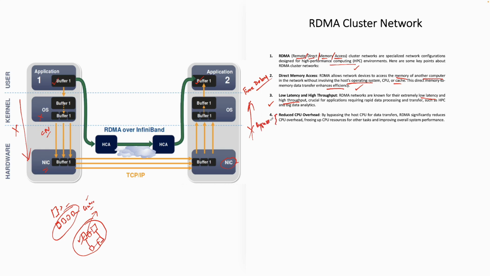You are bypassing your OS layer. So obviously you are reducing the CPU overhead. So bypassing the host CPU for data transfer, RDMA significantly reduces the CPU overhead. So obviously you are reducing your CPU overhead.